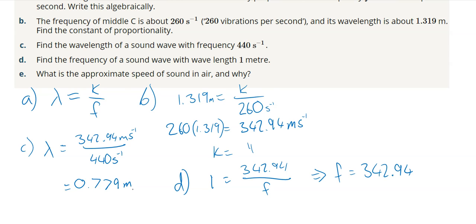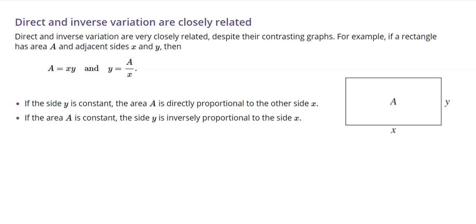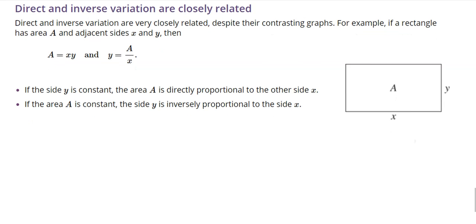Okay. Anyway, there's one more thing to go through here. This is literally just explaining direct and inverse variation, how they're closely related. So if we look at a very simple example of some kind of rectangular object, like a rectangle, then direct and indirect variation can be quite clearly observed. So if we look here, the area is equal to x times y, and the value of y is equal to the area divided by x. And so if we're trying to keep one of them fixed, then the other two things are going to change.